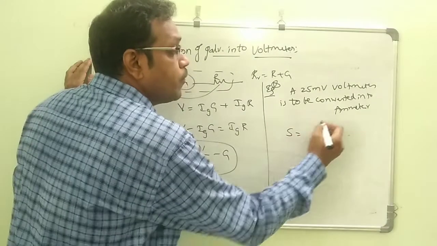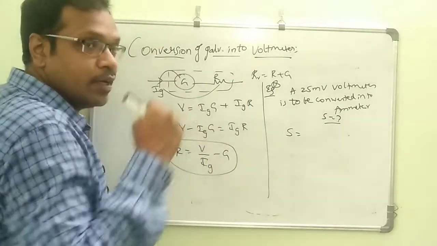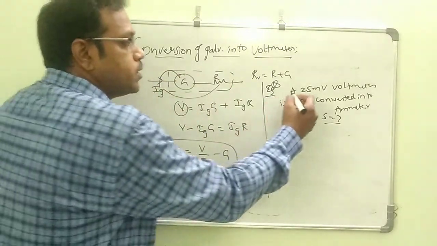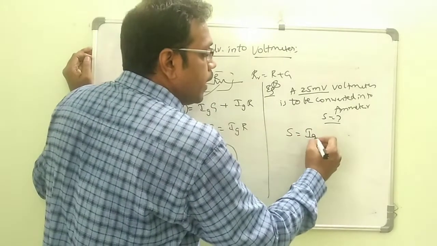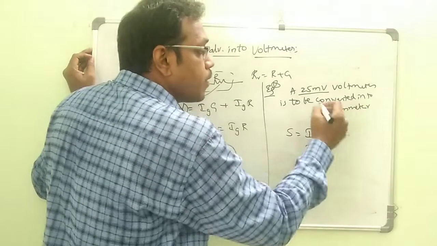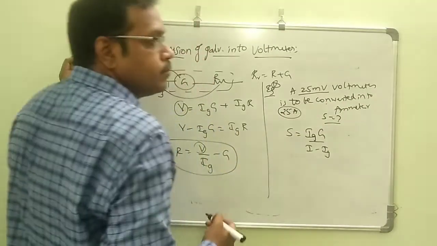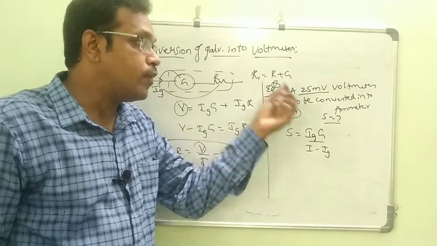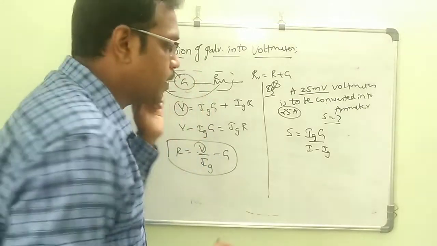So we can change voltmeter to ammeter, and now we need to use a formula for that. How much shunt is required? They are asking that question, because for an ammeter we now need a shunt. One more condition I forgot: the ammeter range they have given, that is 25 amperes. That means I want to convert a 25 millivolts voltmeter into a 25 ampere ammeter. For that, how much shunt is required? That is the question.